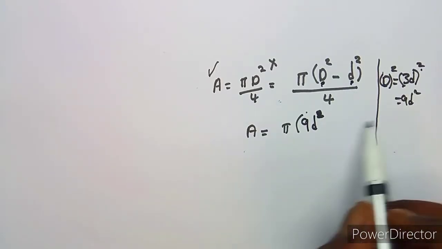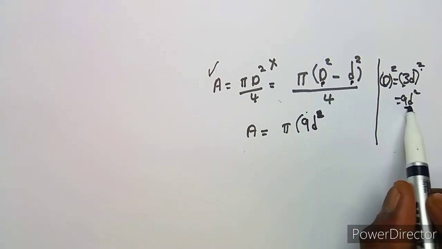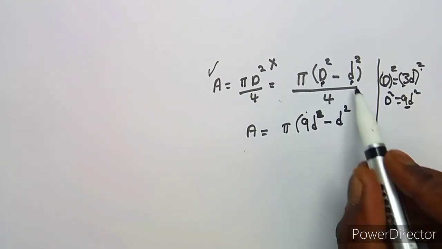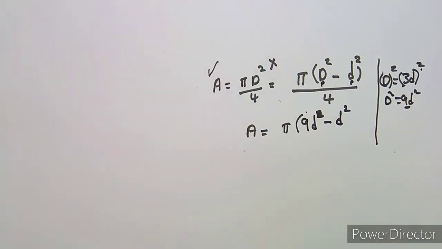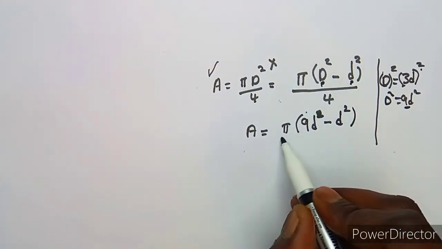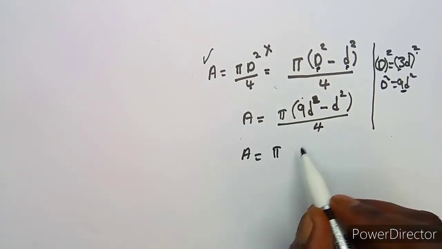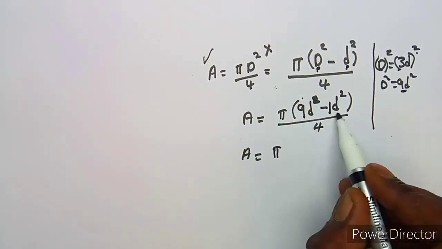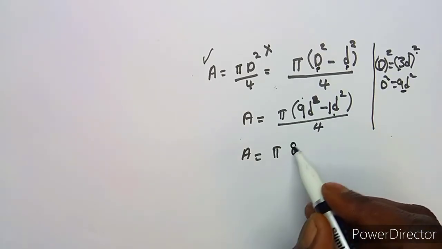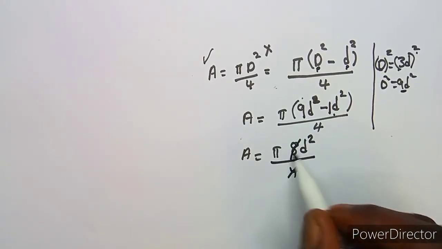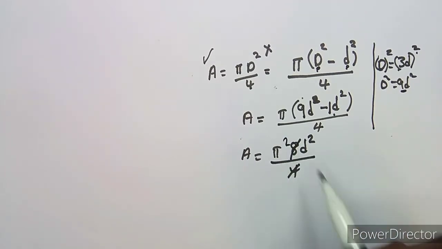All right, so these are now like terms, because now it's in terms of the small letter d, minus d squared. Yet there's nothing that is going to change. It's going to remain like that. All right, everything over 4. So A is equal to pi, and 9 minus 1 is going to give us 8. So we're going to have 8d squared over 4. So definitely dividing by 4 is going to be 2.